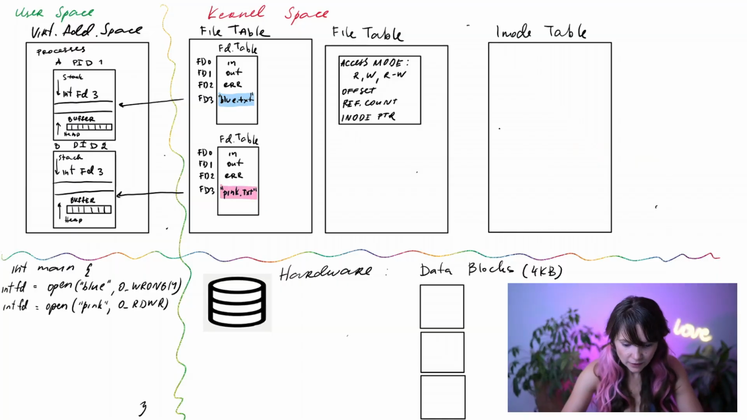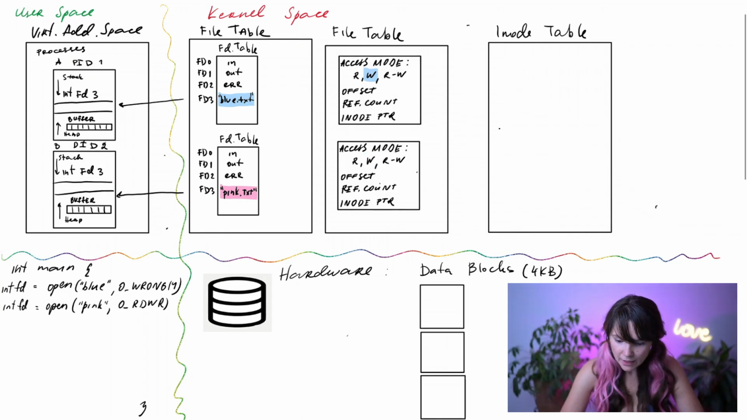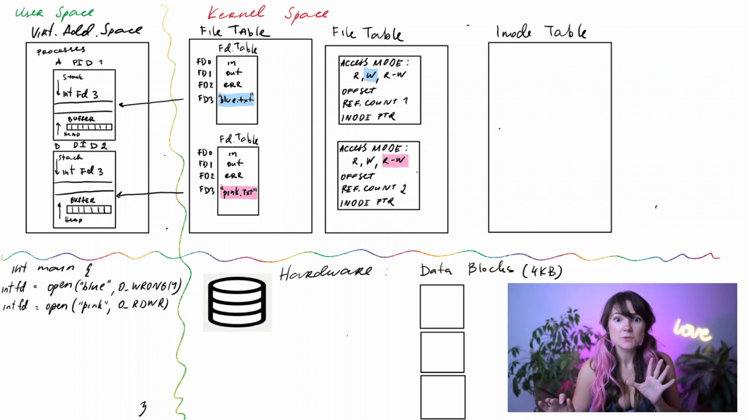Let's look at our two files that we open. Now we can fill in our file table for both of them. Let's say we have write access to the blue file and read and write access to the pink file. We can have a reference count of 1 for one of the files and 2 for the other. Reference count keeps track of how many file descriptors are referring to the same open file description.